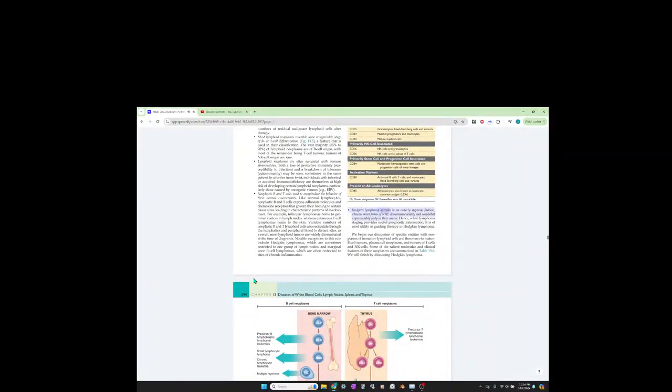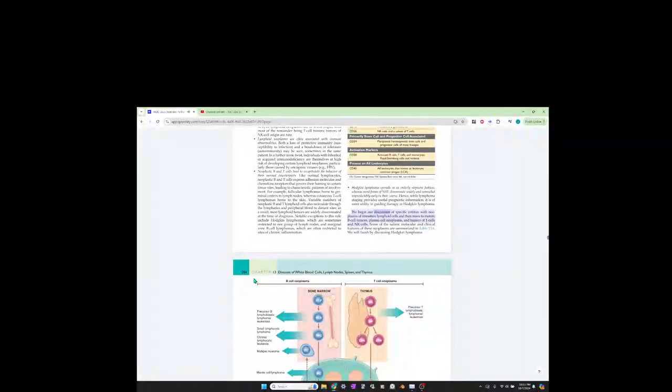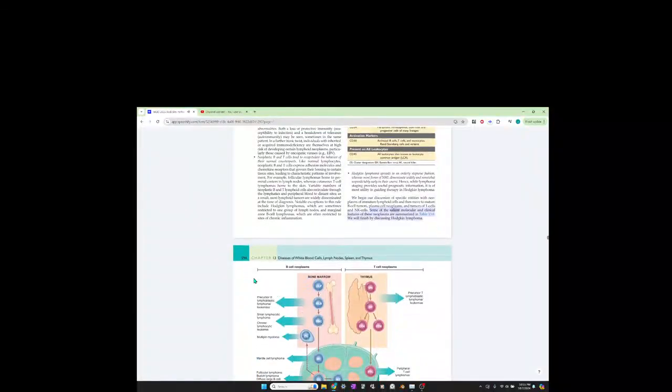Hodgkin lymphoma spreads in an orderly stepwise fashion, whereas most forms of NHL disseminate widely and somewhat unpredictably early in their course. Hence, while lymphoma staging provides useful prognostic information, it is of most utility in guiding therapy in Hodgkin lymphoma. We begin our discussion of specific entities with neoplasms of immature lymphoid cells and then move to mature B-cell tumors, plasma cell neoplasms, and tumors of T cells and NK cells. Some of the salient molecular and clinical features of these neoplasms are summarized in Table 13.6.